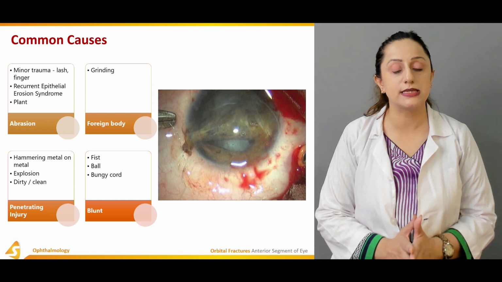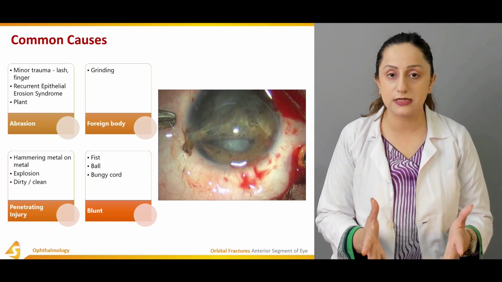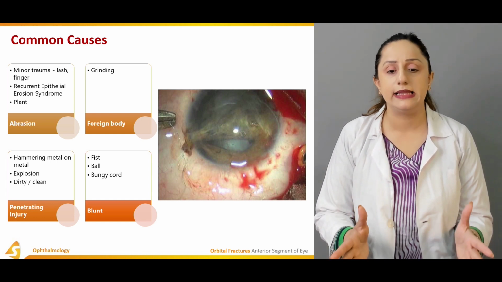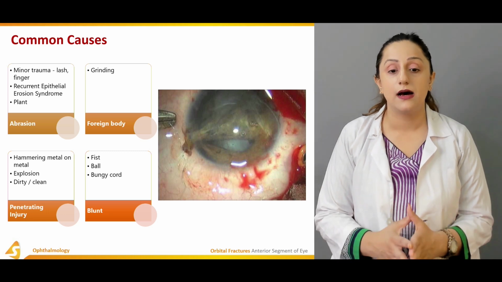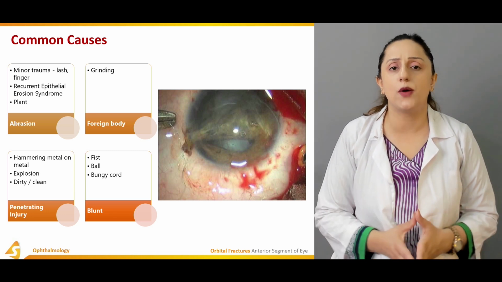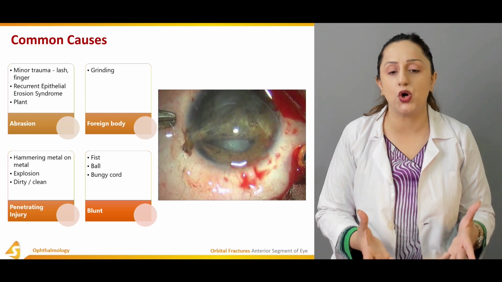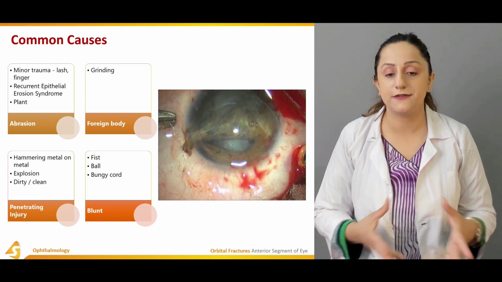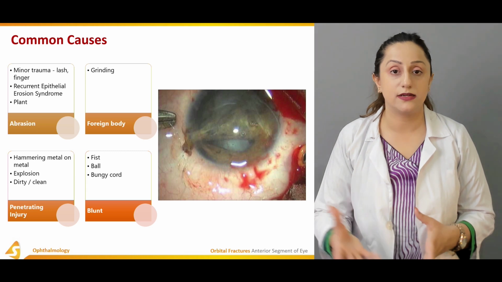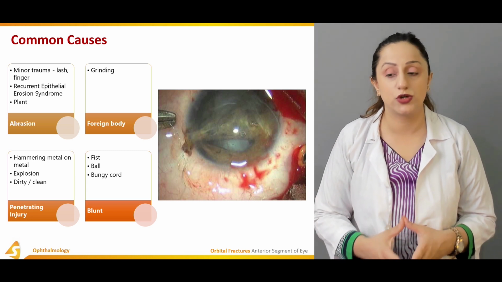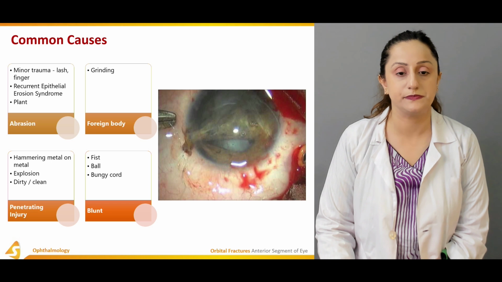The blunt injuries usually result from fists during street brawls. Then we have the ball injuries. Sporting injuries are very commonly seen in a lot of cases, and bungee cord injuries are one of the causative factors for the blunt injuries that occur towards the eye or towards the anterior segment of the eye.